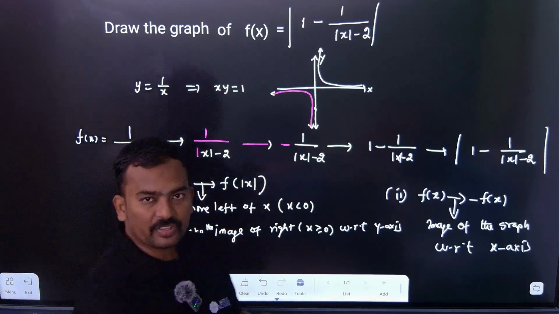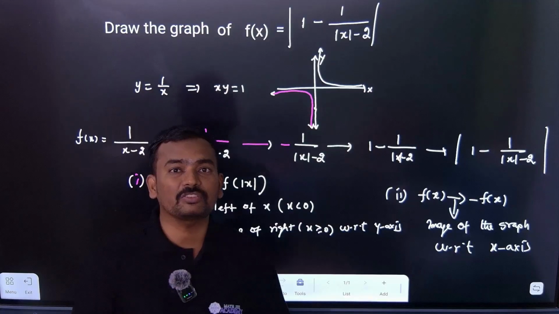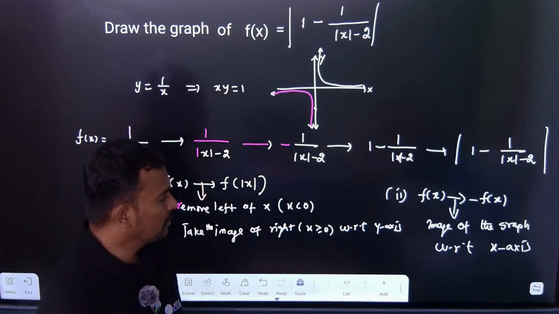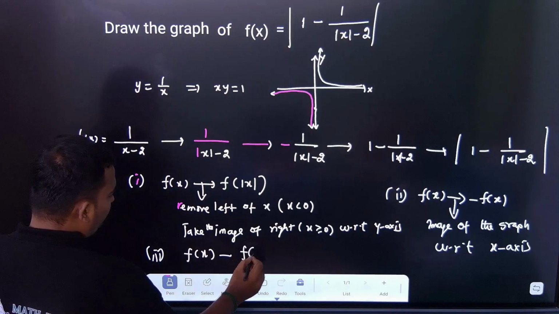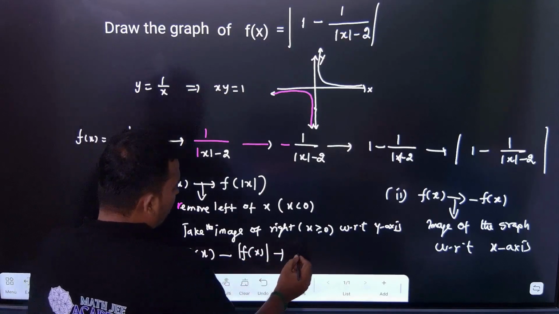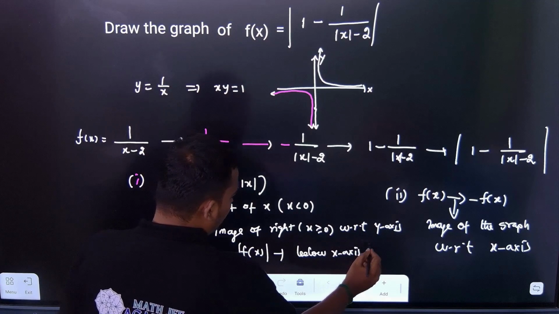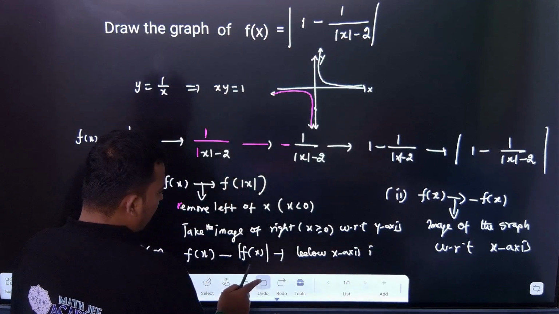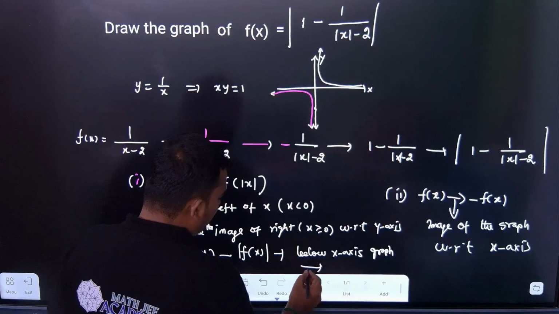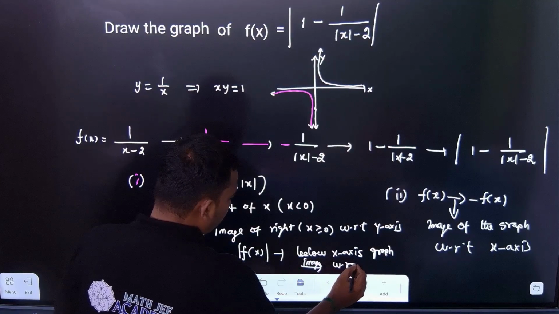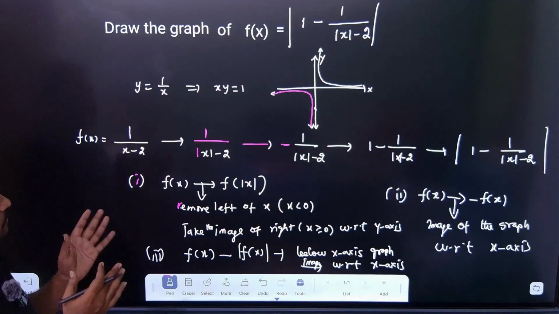And then f of x changes to mod f of x means whatever is below the x-axis, you have to take the image of that with respect to the x-axis. Clear? Okay. So the third step, you can see f of x changes to mod f of x. So below the x-axis graph, you have to take the image with respect to the x-axis. Just reflect it with respect to the x-axis. Okay. These three tools you have to apply here.